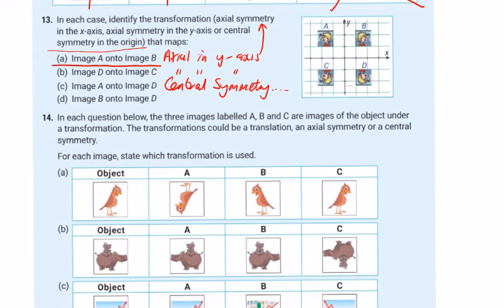And then B to D. Well, B to D is through the x-axis. So I think that's the only other option there, isn't it? We don't need to worry about that. It's just symmetry in the x-axis. Axial symmetry in the x-axis. Has to be. It can't be anything else. Could be a rotation around a few times, but we're looking at axial symmetry here in the x-axis for D.